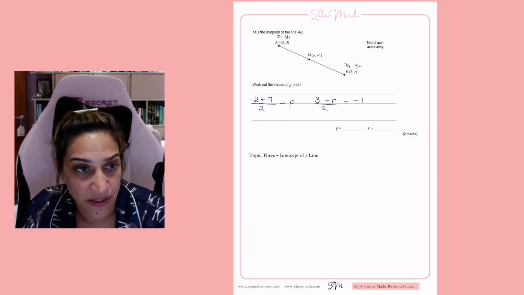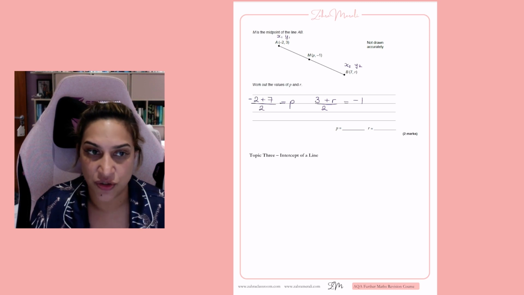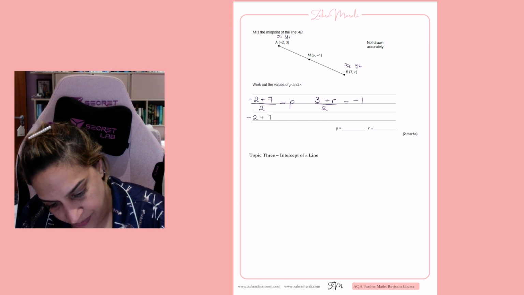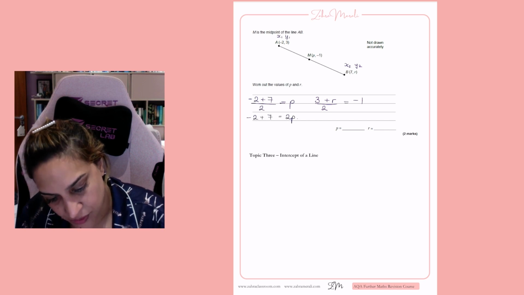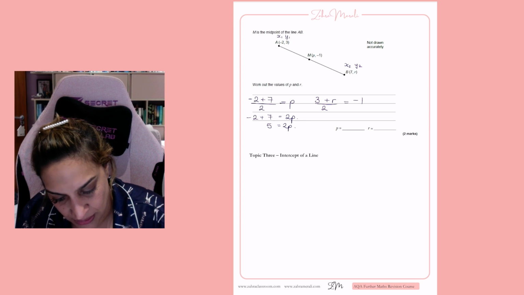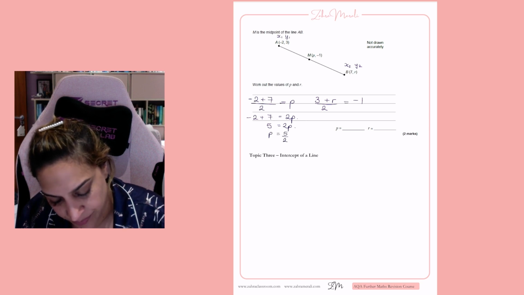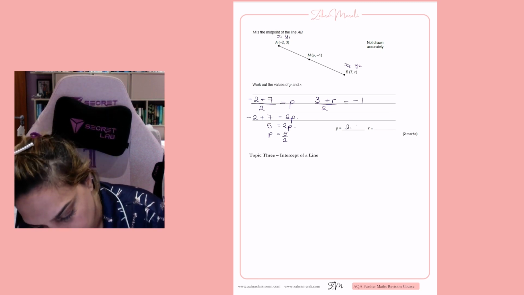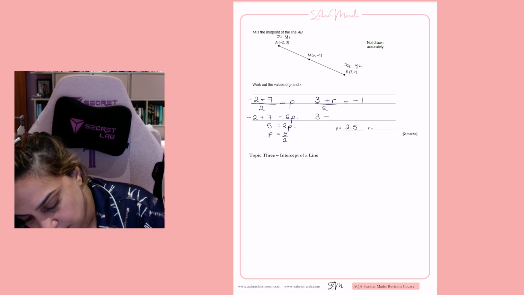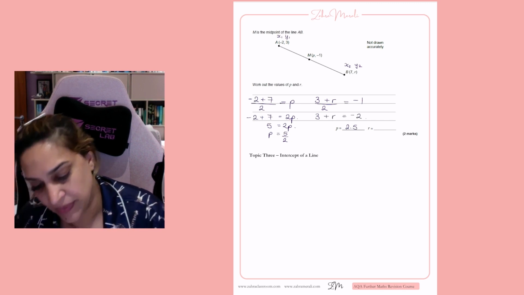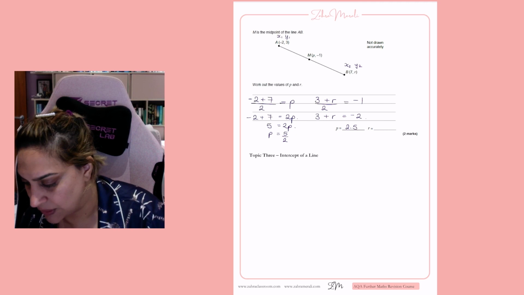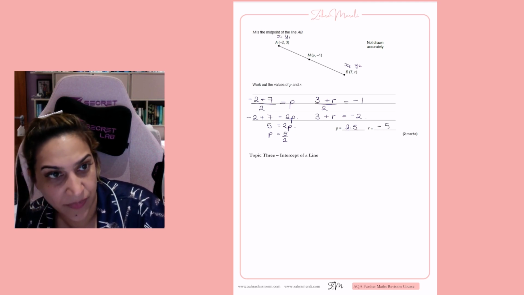Okay, so from the first equation, we can see that minus 2 plus 7 is going to give us 2p. So 5 equals 2p, so p must be 5 over 2, or 2.5, depending on whether you like to write them as decimals. And then r is going to be 3 plus r equals minus 2. So then we're just going to say, well, r must therefore be minus 2 minus 3. So we get minus 5. Okay.